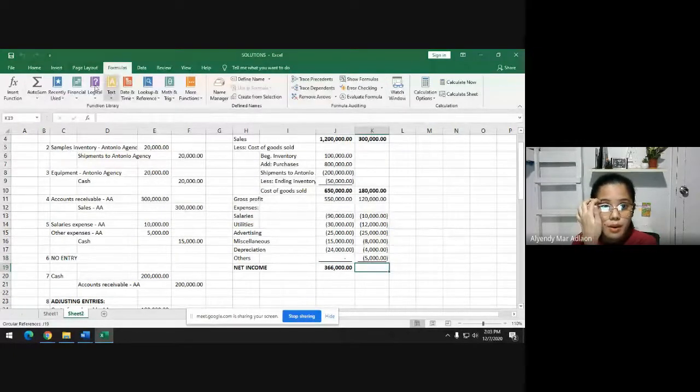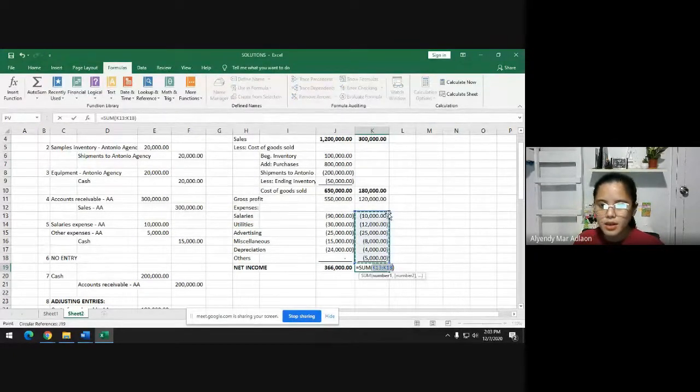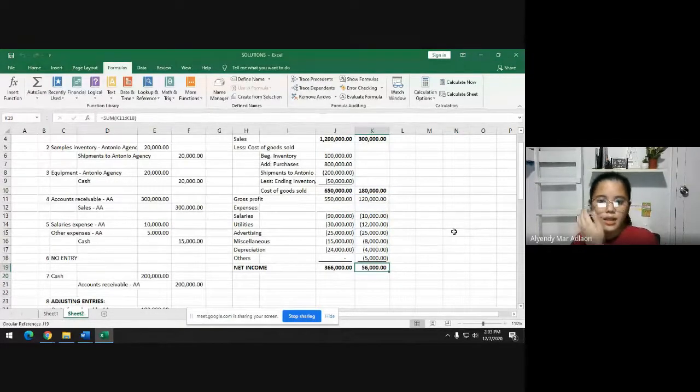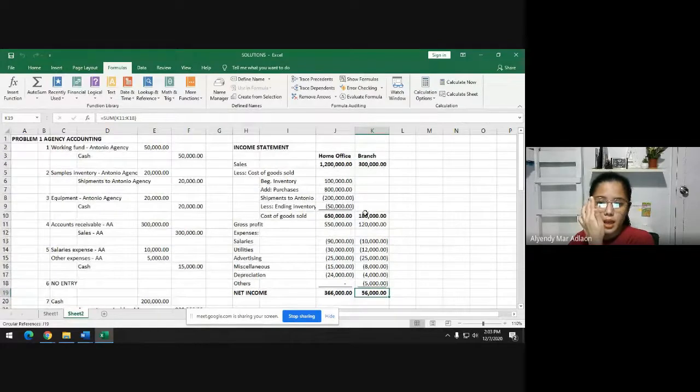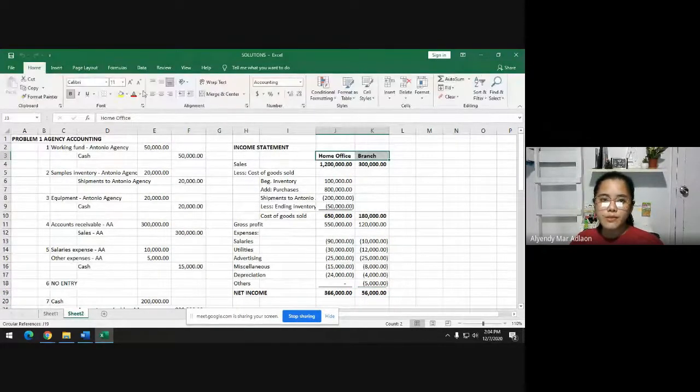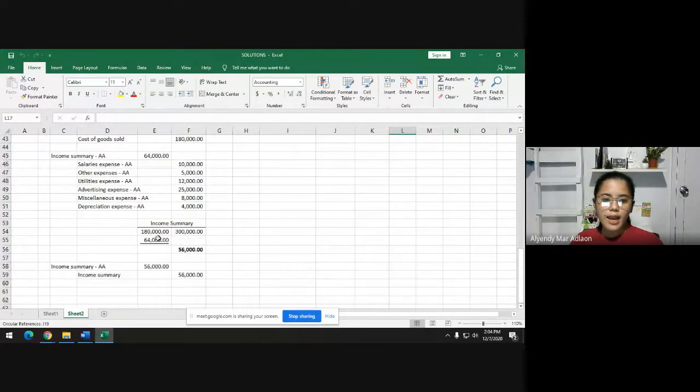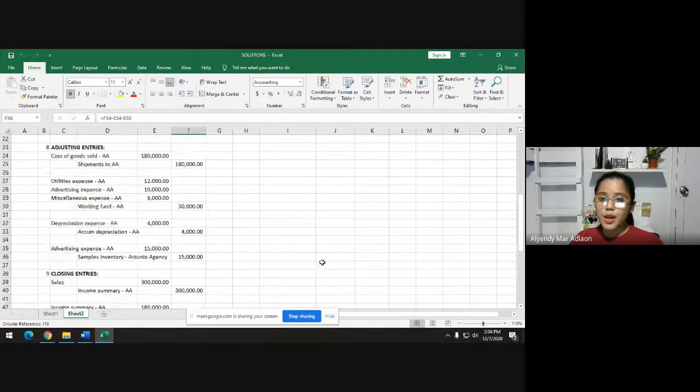Okay, so net income is gross profit minus expenses. We have 56,000 on the part of the branch. Class, if you are familiar with the amount 56,000, this is the amount that is closed here to the income summary. The balance of the income summary, that is 56,000, serves as our profit.